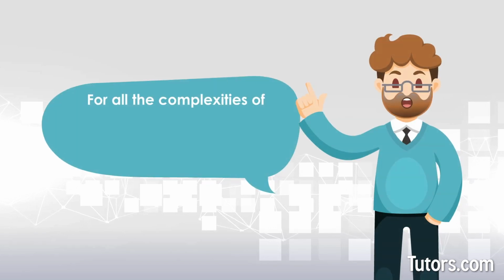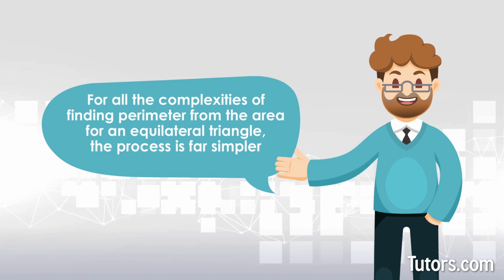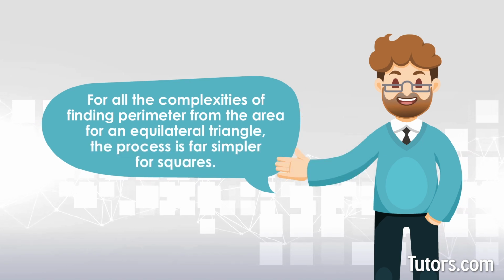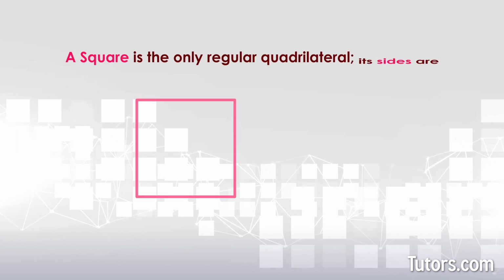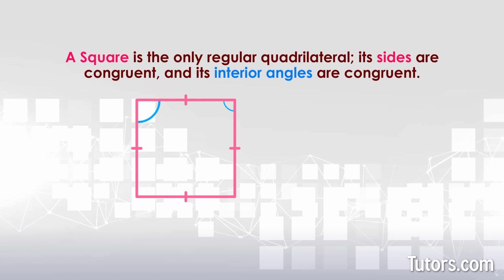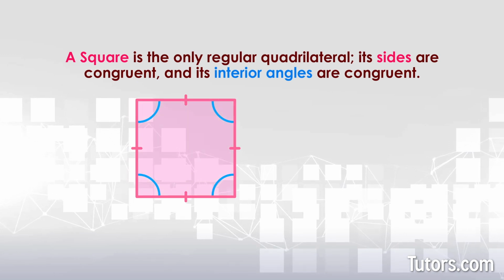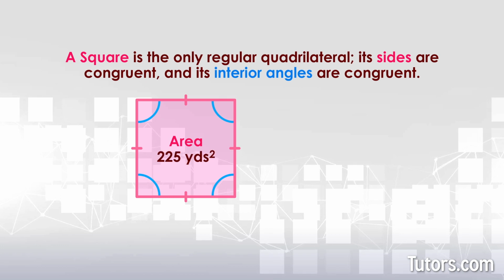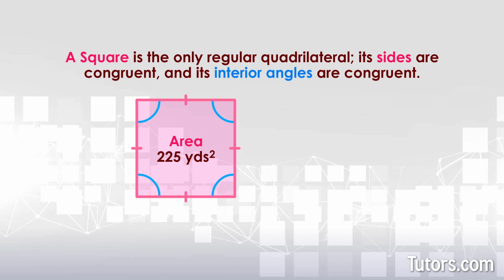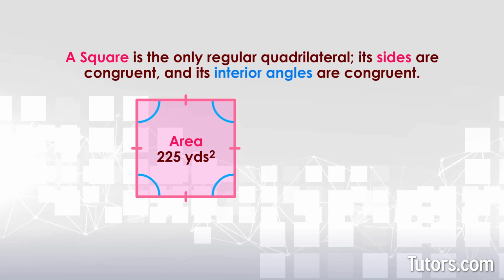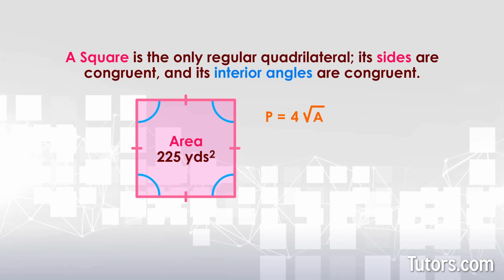For all the complexities of finding the perimeter from the area for an equilateral triangle, the process is far simpler for squares. A square is the only regular quadrilateral. Its sides are congruent and its interior angles are congruent. If you are given the area of a square, A, in square units, the perimeter, P, in linear units, is 4 times the square root of that number. The formula is P equals 4 times the square root of A.